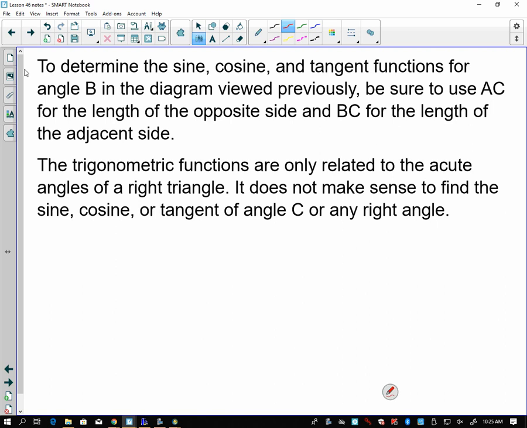And here's the problem anyway: what is the side that's opposite to the right angle? I'd end up with the hypotenuse over the hypotenuse, right? Which is going to be 1, so it has no point. It does not make sense to find the sine, cosine, or tangent of angle C or any right angle. We will never do that.